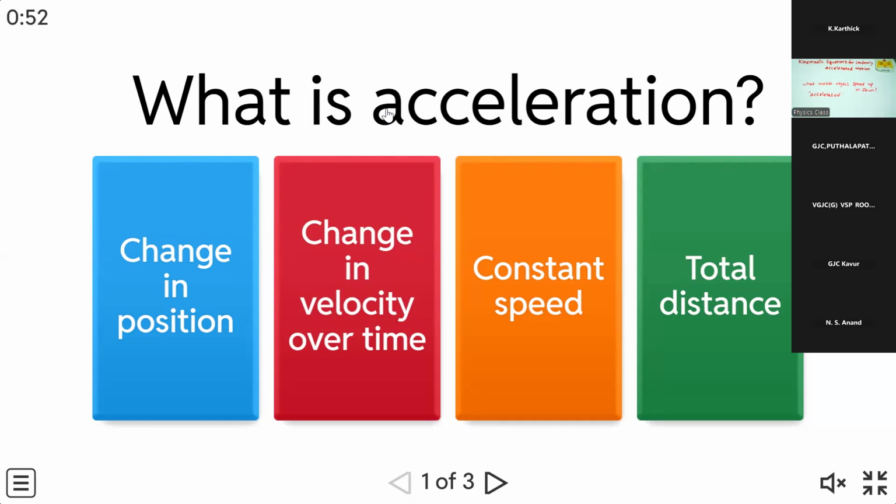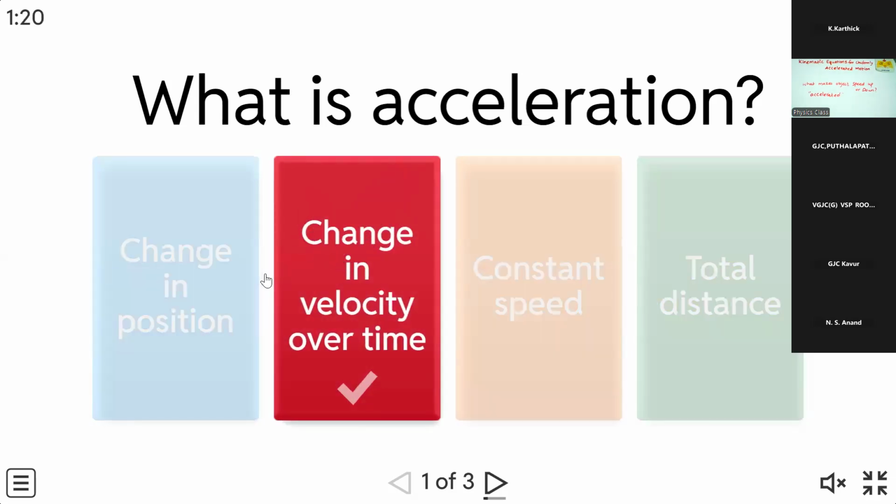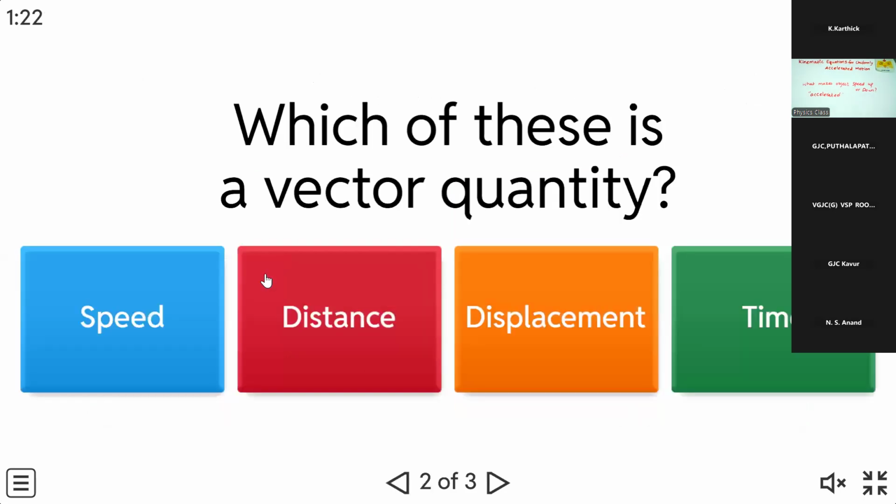What is acceleration? Already you are familiar with acceleration from your 7th and 8th class. Acceleration means velocity changes over time, that means change in velocity over time. Is it correct? So we can choose this option. Yes, correct: change in velocity over time. We can move on to the next question.